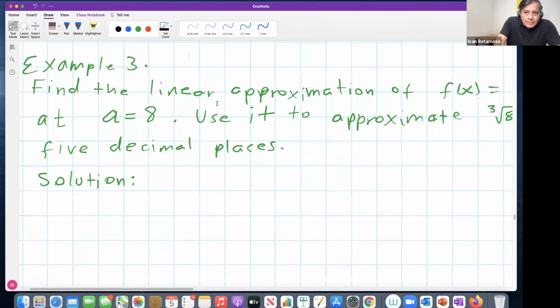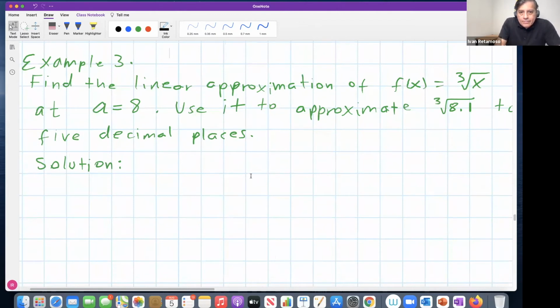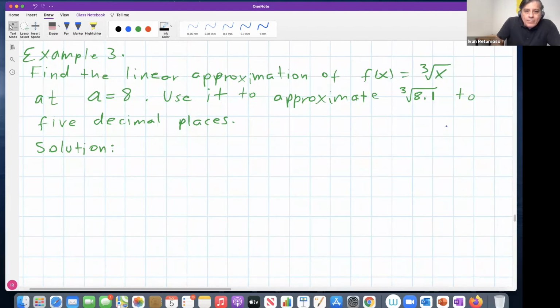Example 3, I have it as example 3. Find the linear approximation of the function cube root of x at a equals 8 base point, and then use it to approximate cube root of 8.1, to 5 decimal places. They want 5 decimal places, okay? All right, let's do it together. So let's just write this nicer.